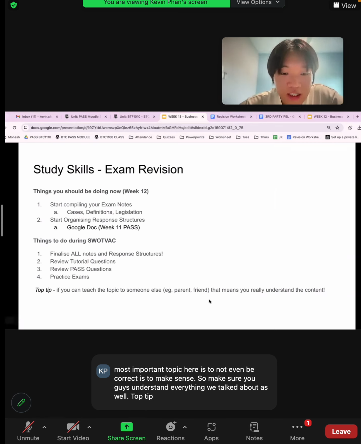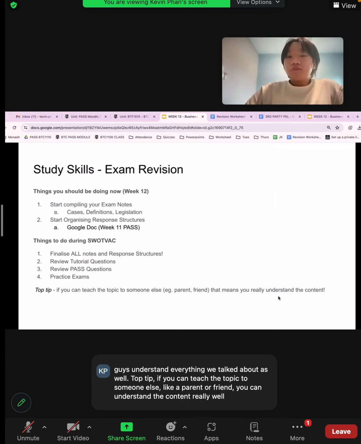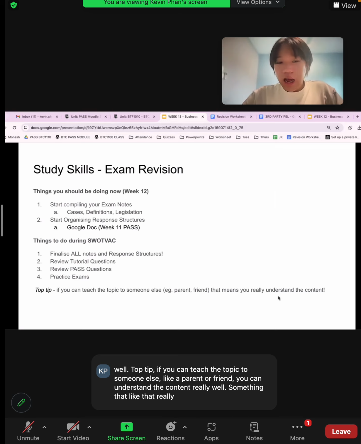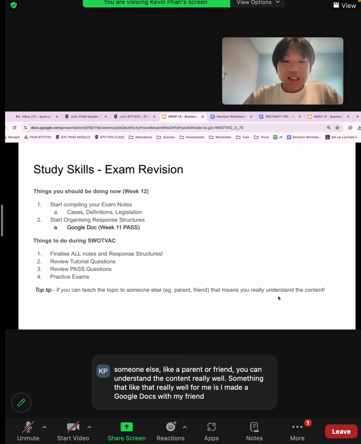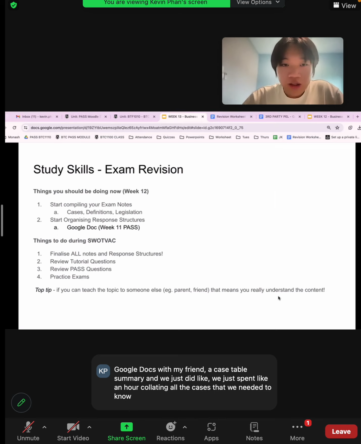Top tip, if you can teach the topic to someone else, like a parent or a friend, you can understand the content really well. Something that worked out really well for me is I made a Google Docs with my friend, a case table summary, and we just spent like an hour collating all the cases that we needed to know, and we just shared the documents after.